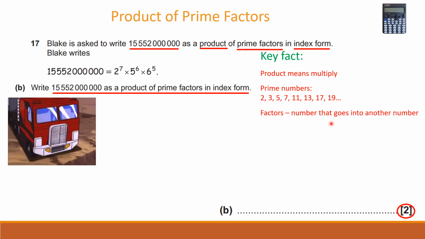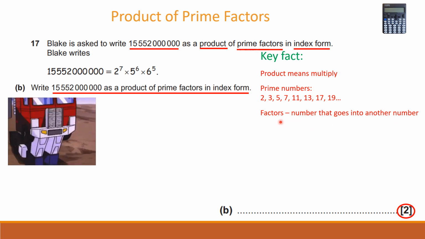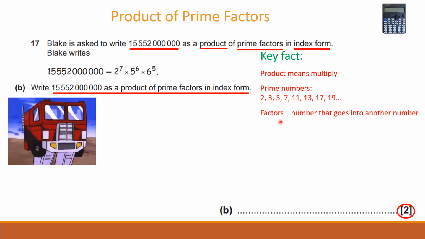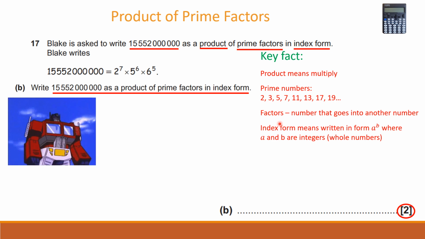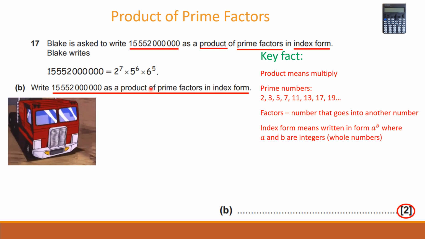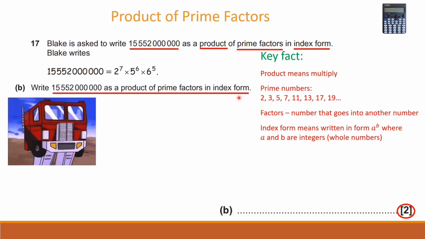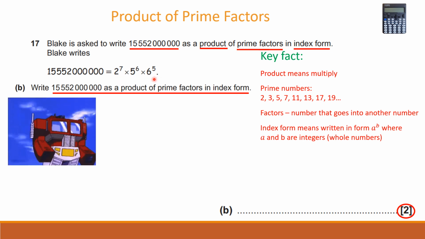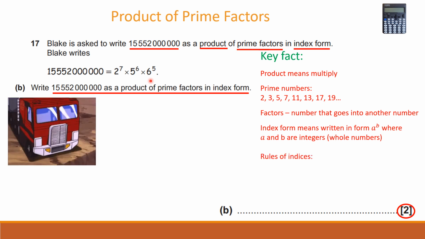Factors are numbers that go into another number. So if you think of the number 15, the number 5 goes into the number 15, so 5 is a factor of 15. Index form means you write a number to the power of another number, where a and b are integers. In this case, 2 to the power of 7 is written in index form. So we've got to write them all in index form, but we've got to make sure that this 6 becomes a prime number. And we're going to need to use some rules of indices.